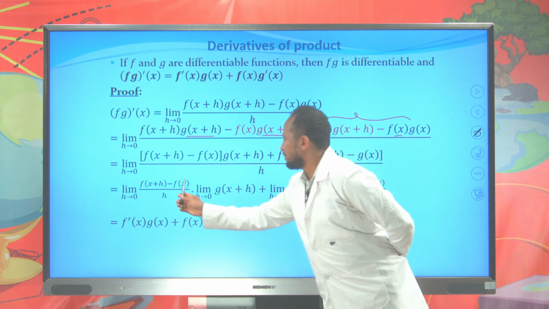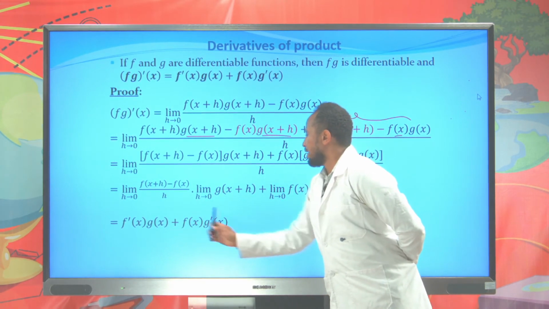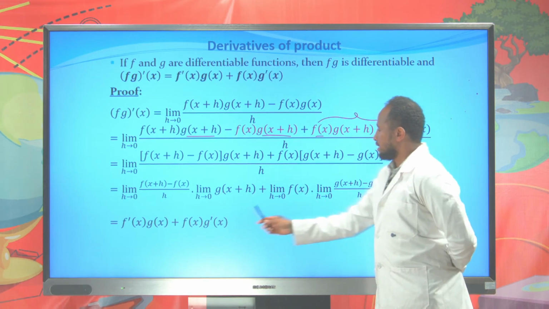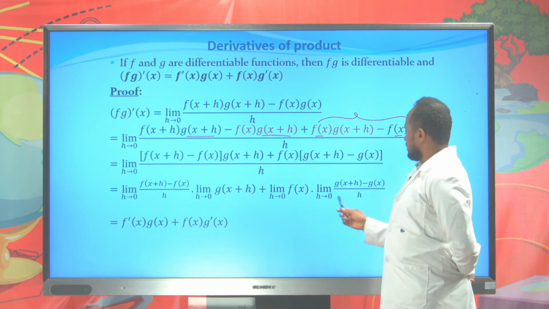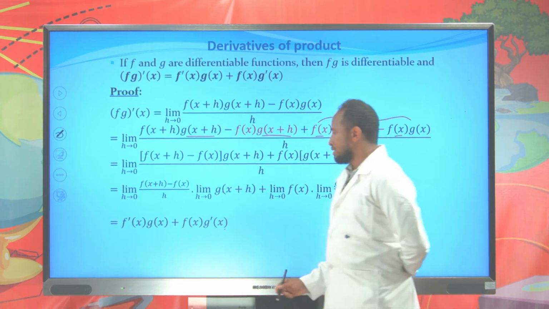Therefore, you'll have this one. This part is f derivative of x, this one is g, plus this part is f of x, times this g derivative of x. Therefore, this completes the proof.